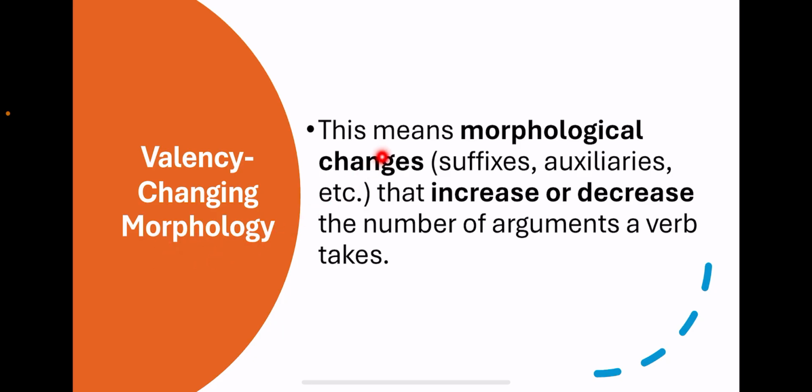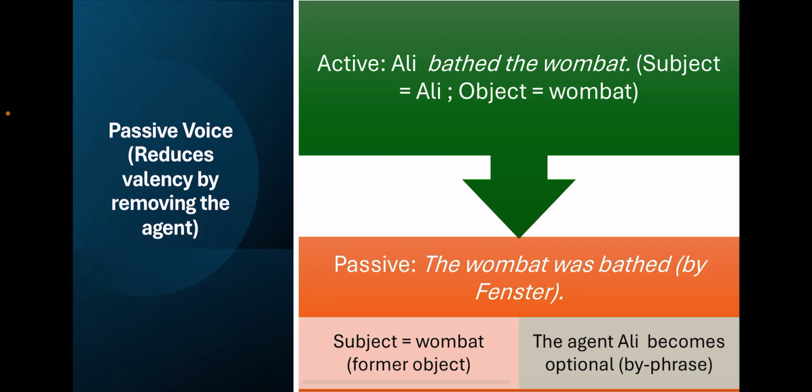Valency-changing morphology means morphological changes, suffixes, auxiliaries, etc., that increase or decrease the number of arguments a verb takes. Passive voice reduces valency by removing an argument. For example, Ali bathed the wombat. So the subject is Ali and the object is the wombat. The passive will be: the wombat was bathed by Ali, or by Fenster. So here the subject is the wombat.